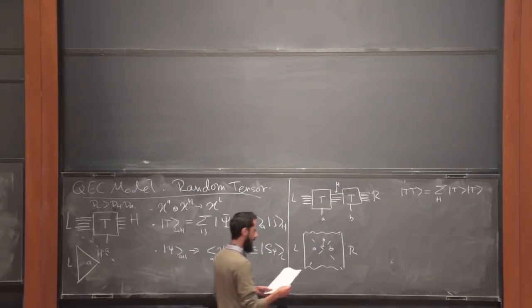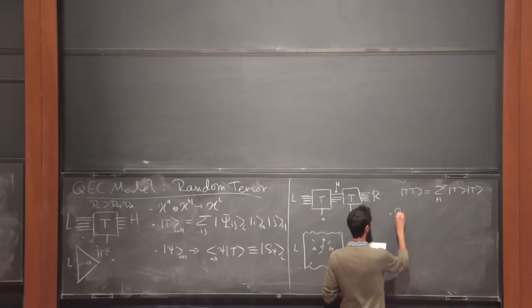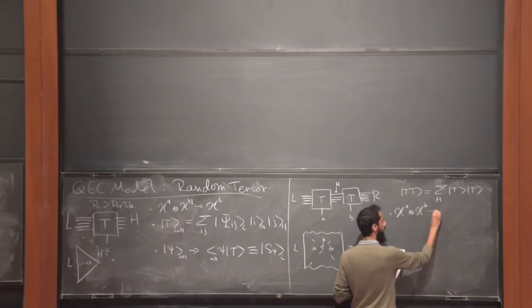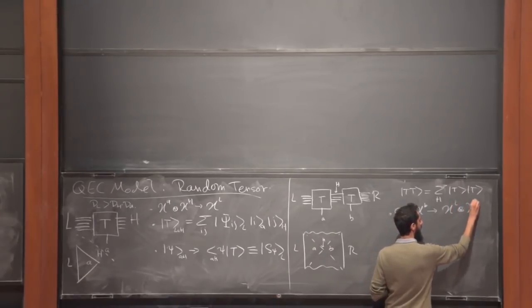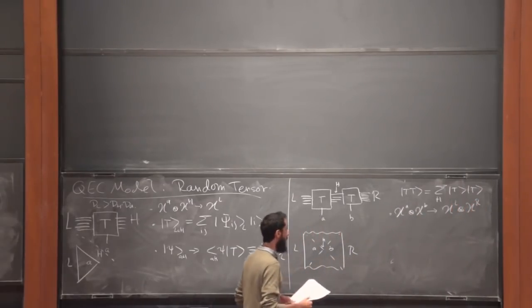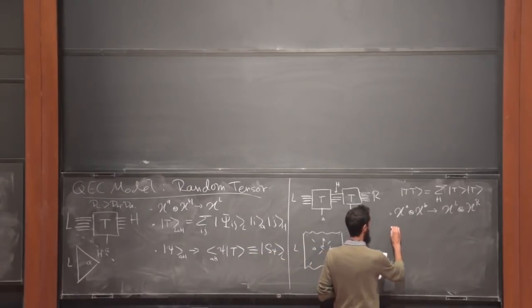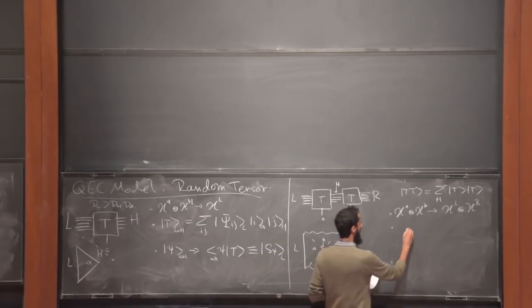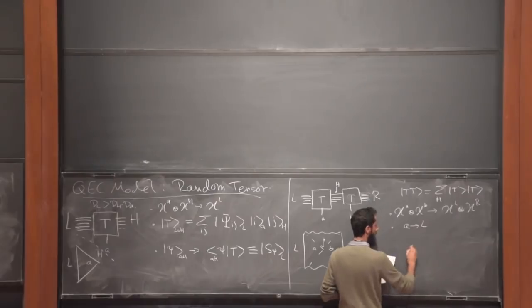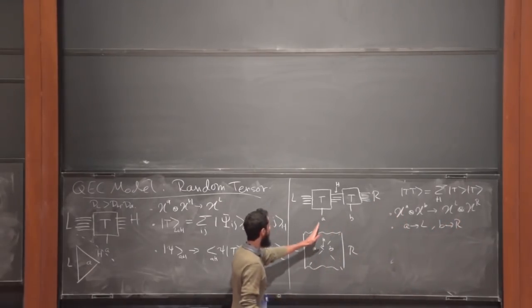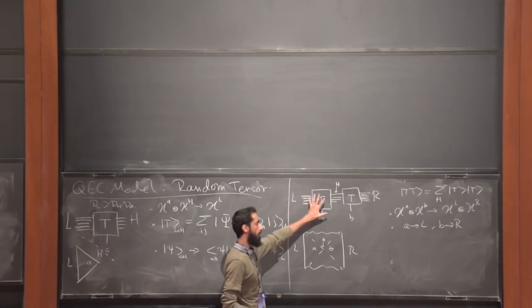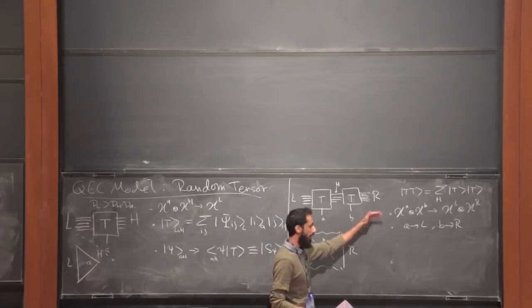Okay, this defines now an isometry from HA cross HB into HL cross HR with the property that you have complementary recovery. A is mapped to L, and B is mapped to R. Right? There's an isometry from A to L from the original tensor, and from B to R.